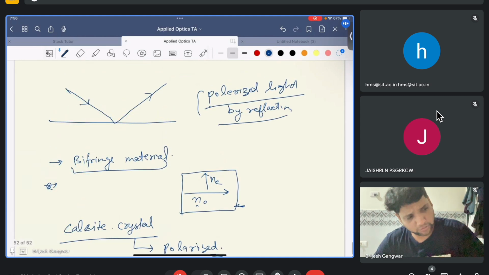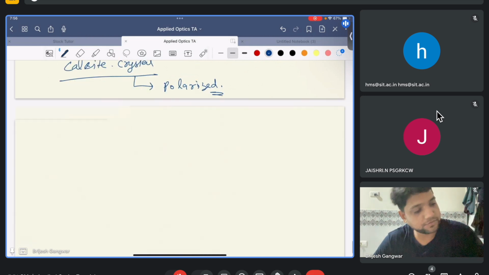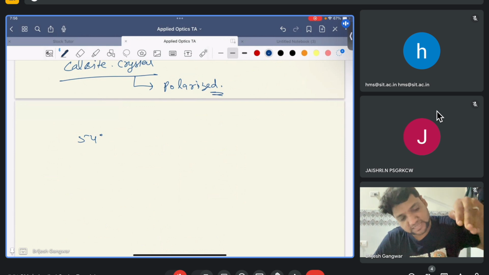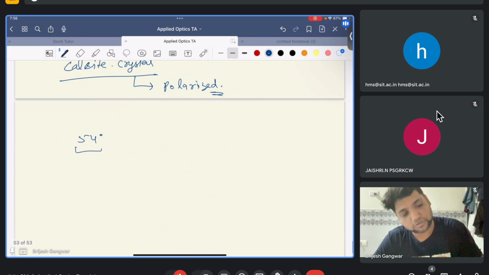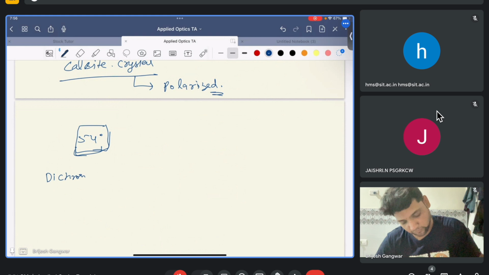Okay, and about polarization, you can find it for every material. Like for glass, the critical angle is around 54 degrees or something. If light falls at greater than 54, the light will be linearly polarized from unpolarized. So you just read about these things and you can ask in the next class. Another property is dichroism, which we also use to make a polarizer.